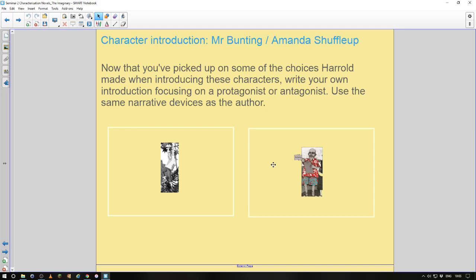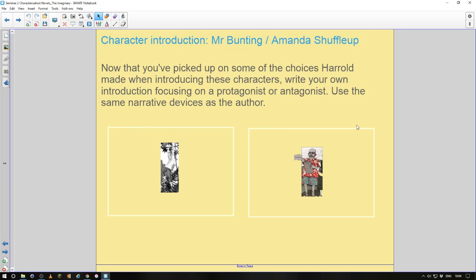Okay, so number one, the first thing you're going to do is decide whether you want to introduce a protagonist, the good guy, or the antagonist, the bad guy, or good gal, or bad gal. You might want to use a male character as the protagonist, or you might want to introduce a female, and likewise, you might want to introduce a female or a male antagonist.